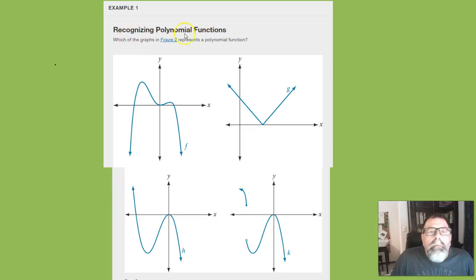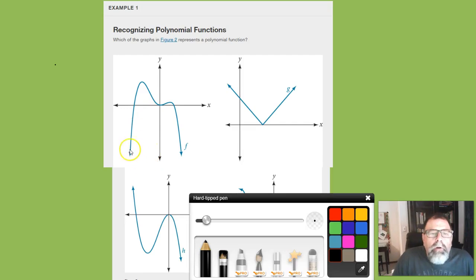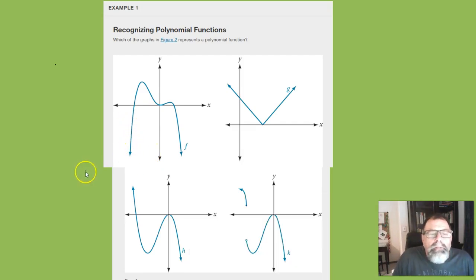Example 1, recognizing polynomial functions. Which of the graphs in figure 2 represent a polynomial function? So remember, we want a smooth, continuous graph. So no sharp turns, no corners, no breaks. You can see this one I can draw again without picking up my pen. So this one, f, is a polynomial. This one has the sharp corner, and you should recognize that as absolute value. So that one's not a polynomial. So this one's yes, no.